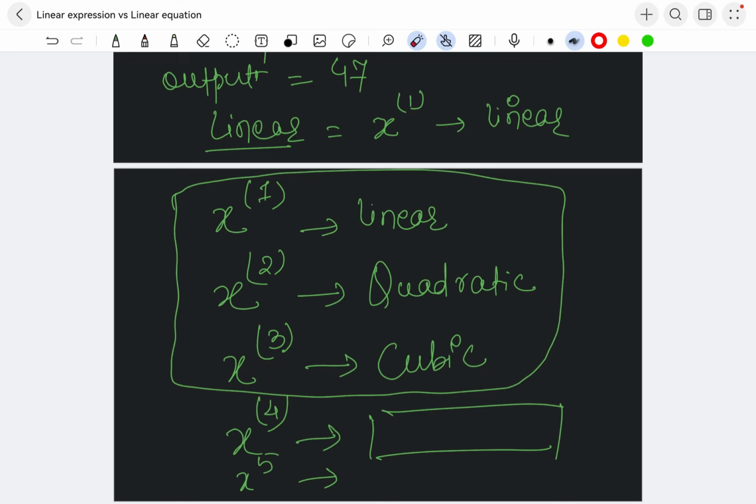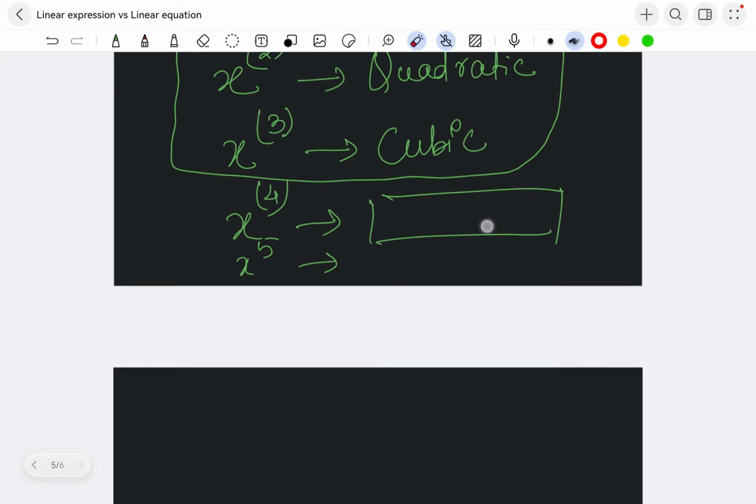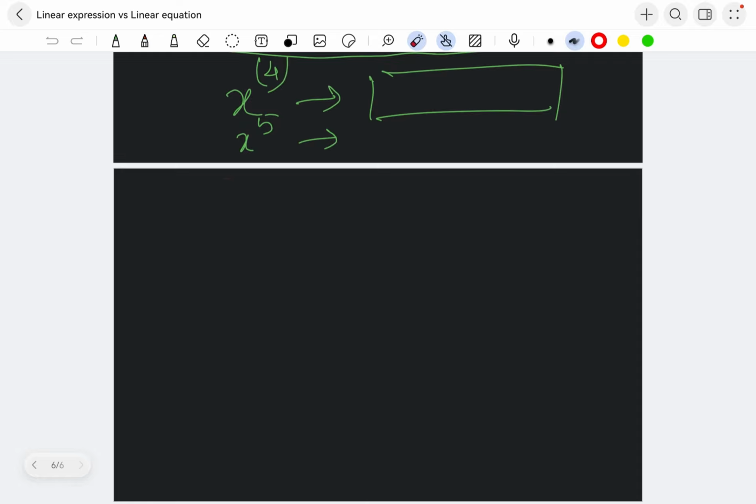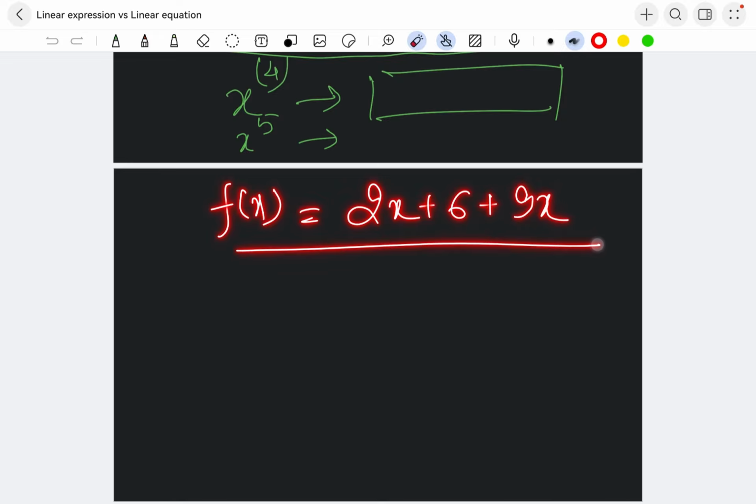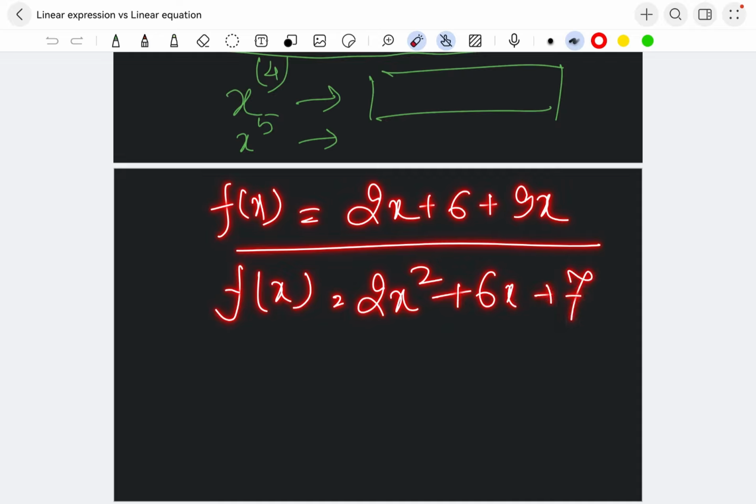So it can now be quadratic also, depending upon it; we will study this quadratic further in a different video. For the time being, we will restrict ourselves to only linear. Now this is all about f(x), about anything. 2x plus 6 plus 9x is an expression. So f(x) can also be 2x square plus 6x plus 7. Now this is linear. Why?